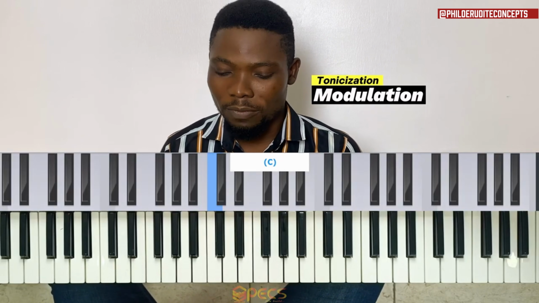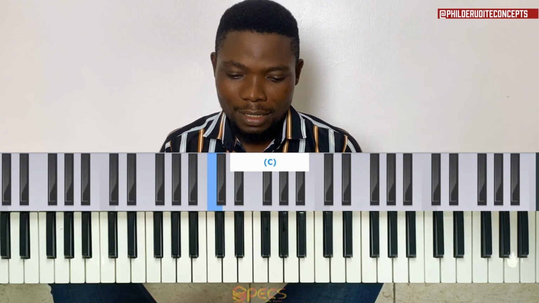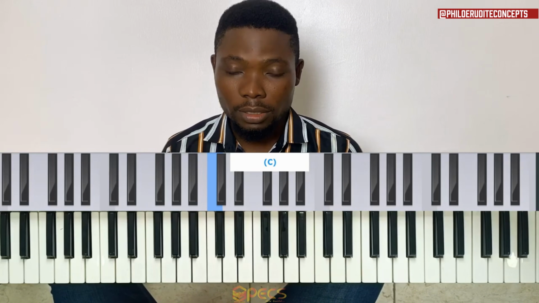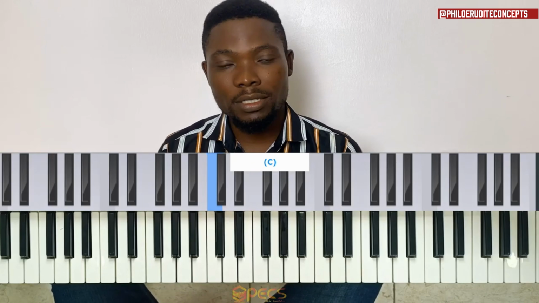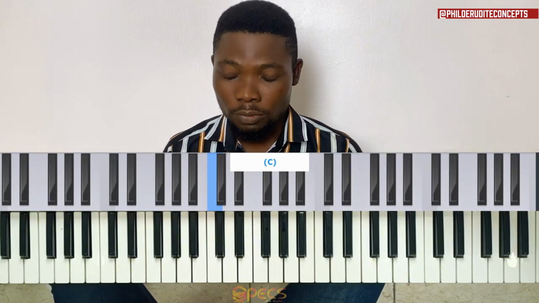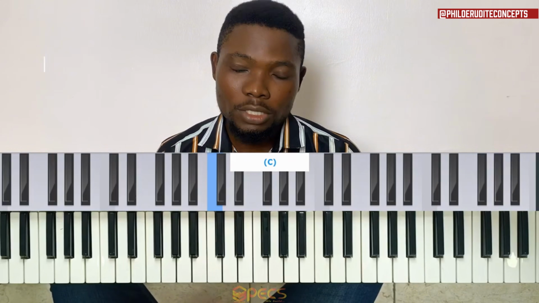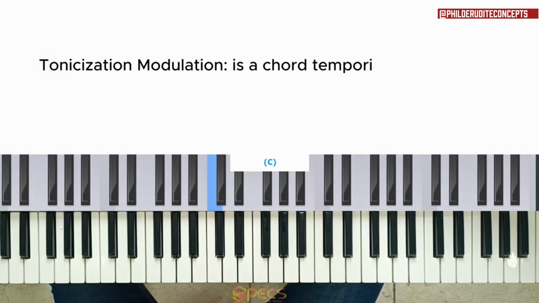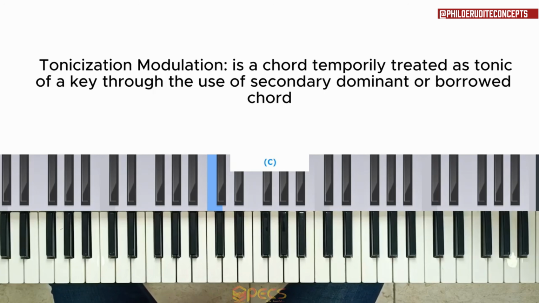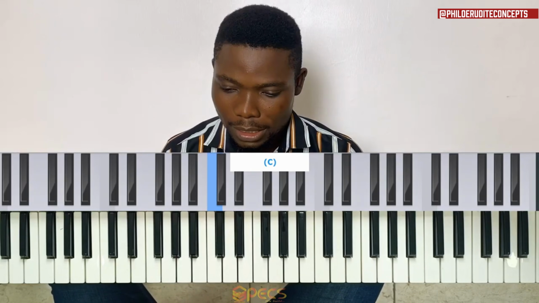Another type of modulation is tonicization. I'm sure you might have heard that word before. So, like I said in modal transition, if you are modulating and you just stay within a couple of notes and you come back to the original key, you've done what is called tonicization. So tonicization is a chord that is temporarily treated as a tonic of a key through a secondary dominant chord or borrowed chord. Okay, so what does that mean?